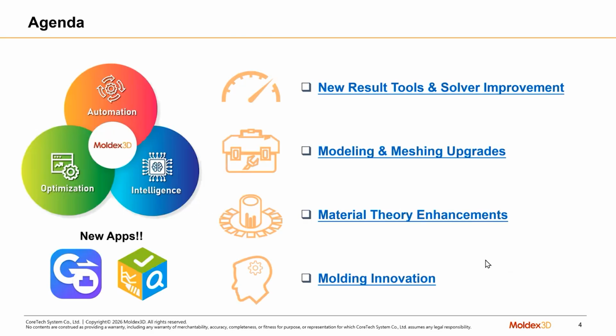All right, this session is going to be split into 5 sections. We have our AOI discussion, what new tools are focused around the automation, optimization, and intelligence, and we'll look at some new apps that we have available on our App Store. Then we're going to talk about some new result tools and some solver improvements, new UI upgrades, material and theory enhancements, and then some new molding innovation topics for our advanced modules.